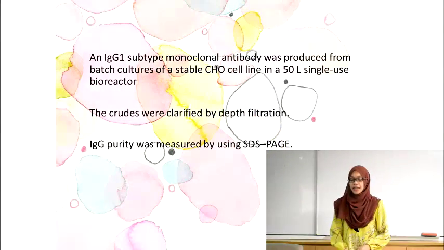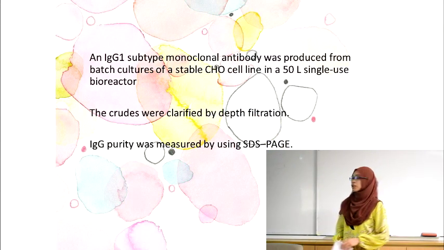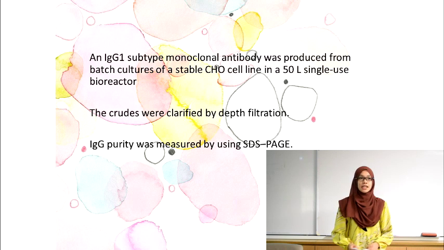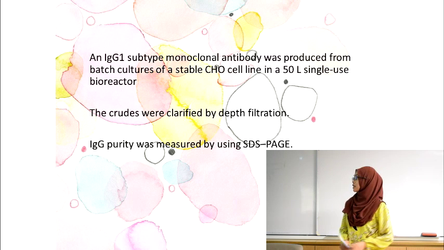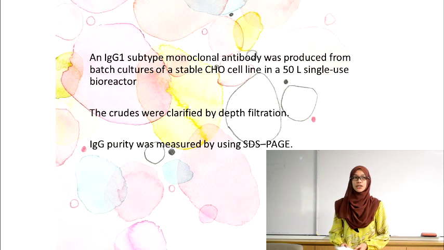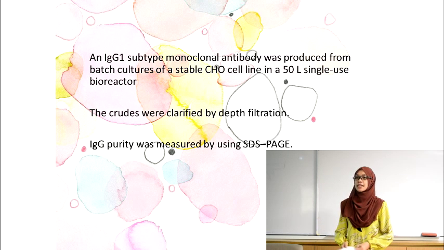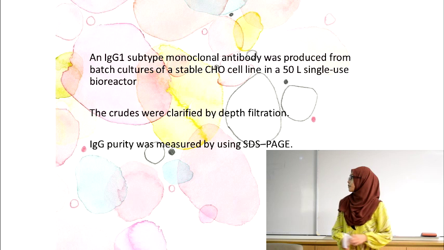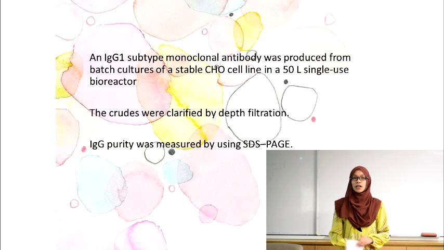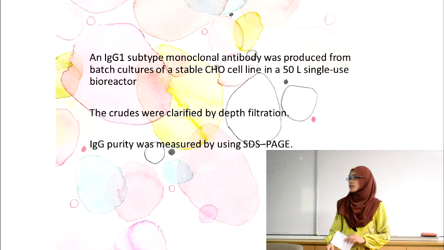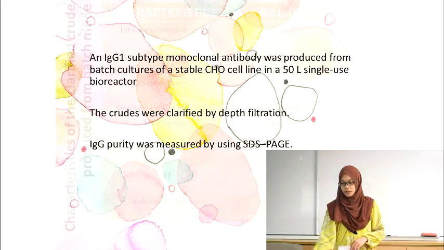Assalamualaikum and a very good morning. My name is Sriana binti Sani and I'm going to explain about the cell culture. IgG1 subtype monoclonal antibody was chosen and produced in a batch culture using a stable CHO cell line in a 50-liter single-use bioreactor. CHO stands for Chinese hamster ovary, and the crude will be clarified using depth filtration. After that, the purity of the IgG will be measured using SDS-PAGE.